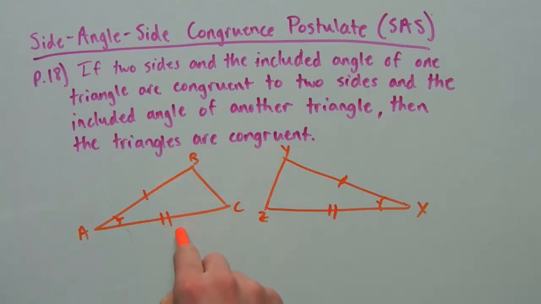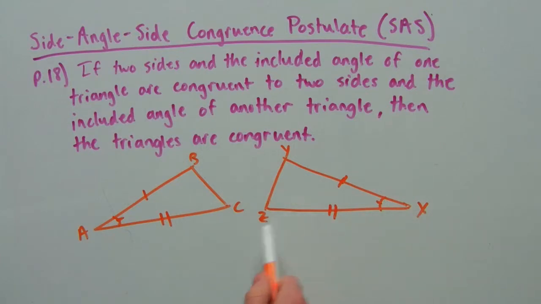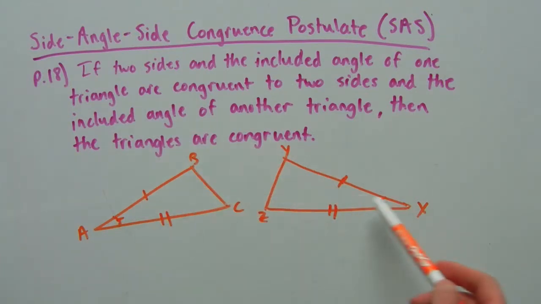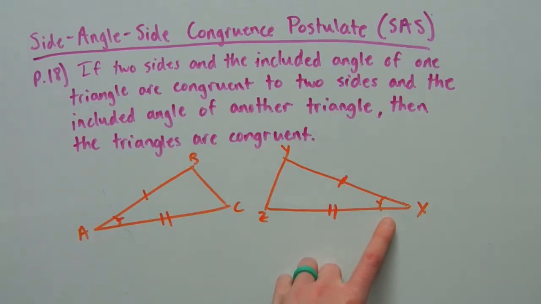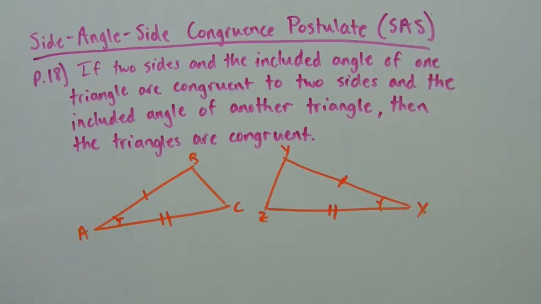Here I have two sides that are congruent to two other sides, so side AB is congruent to side XY, and side AC is congruent to side XZ. And the included angle of the two sides is congruent as well. Angle A is congruent to angle X. And since I have those conditions, these two triangles are congruent because of the side-angle-side postulate.